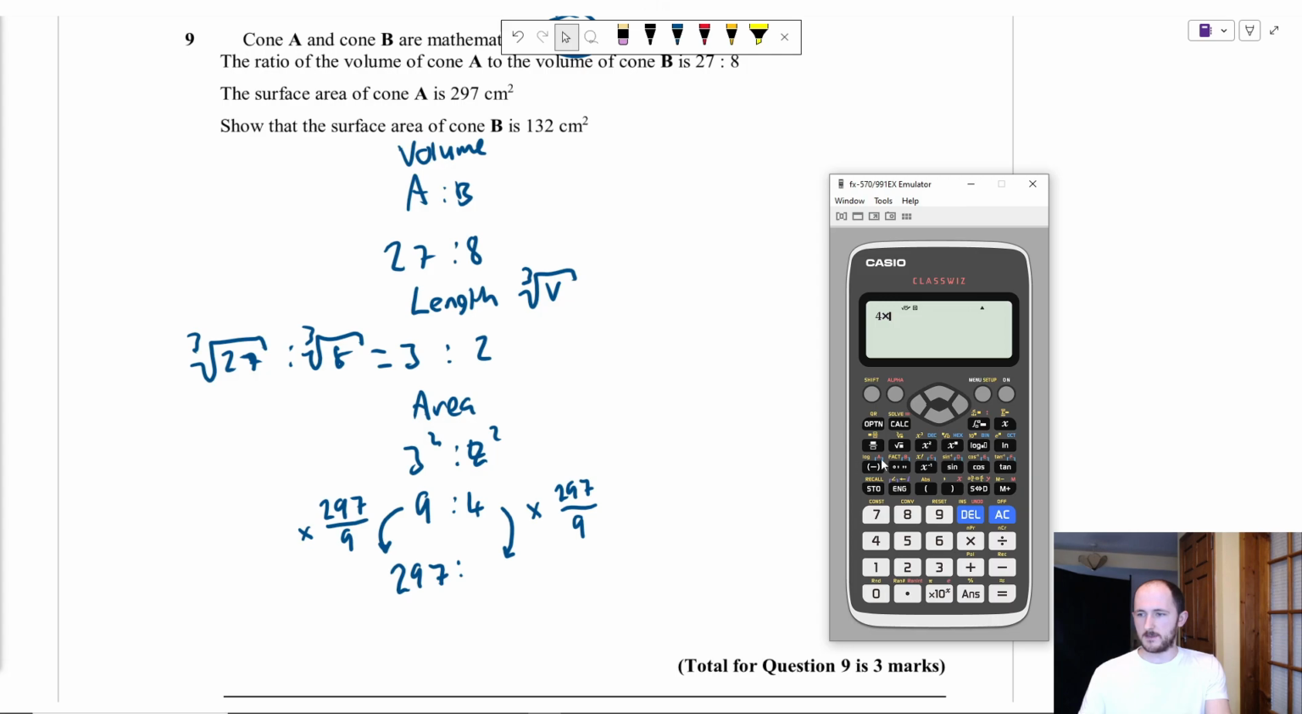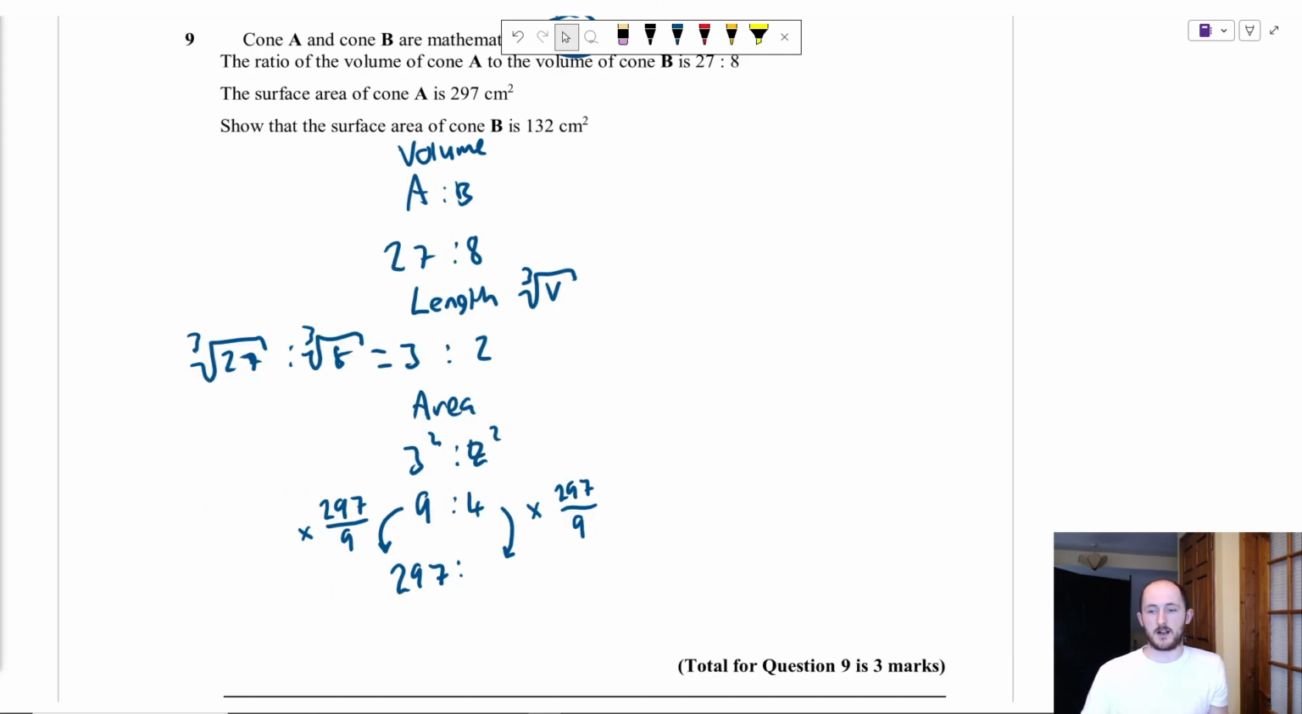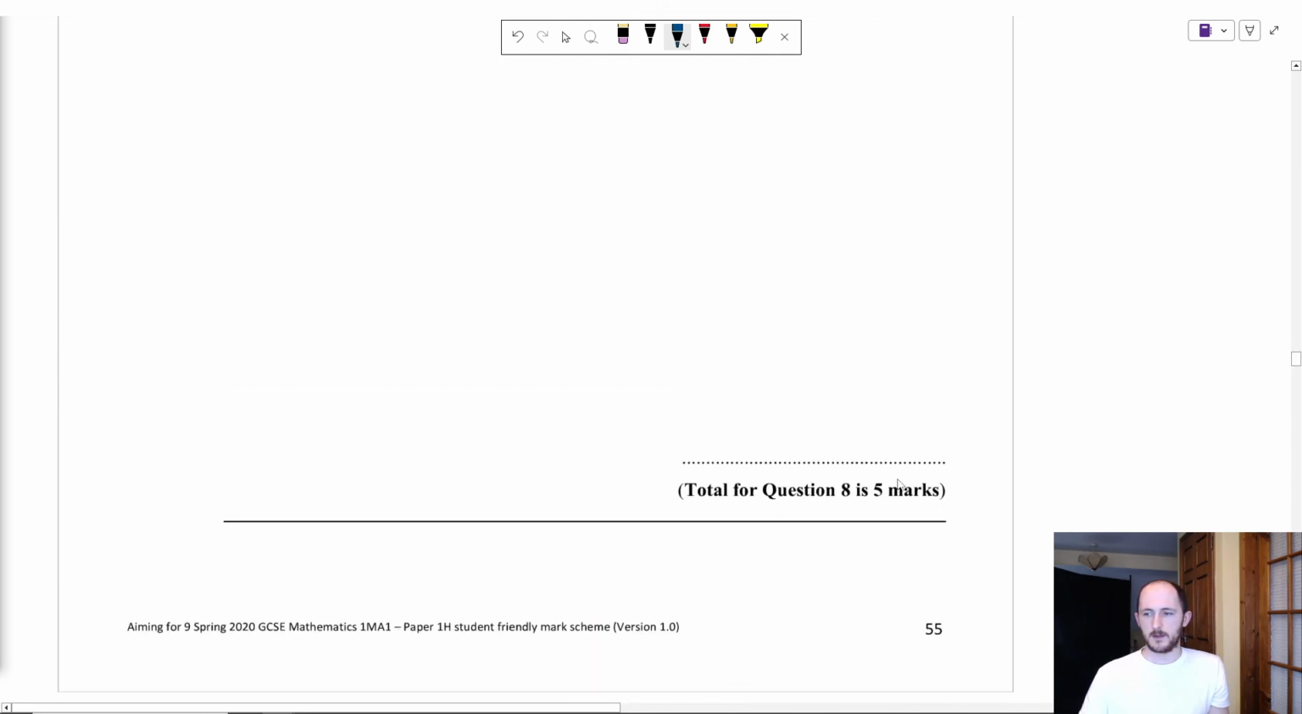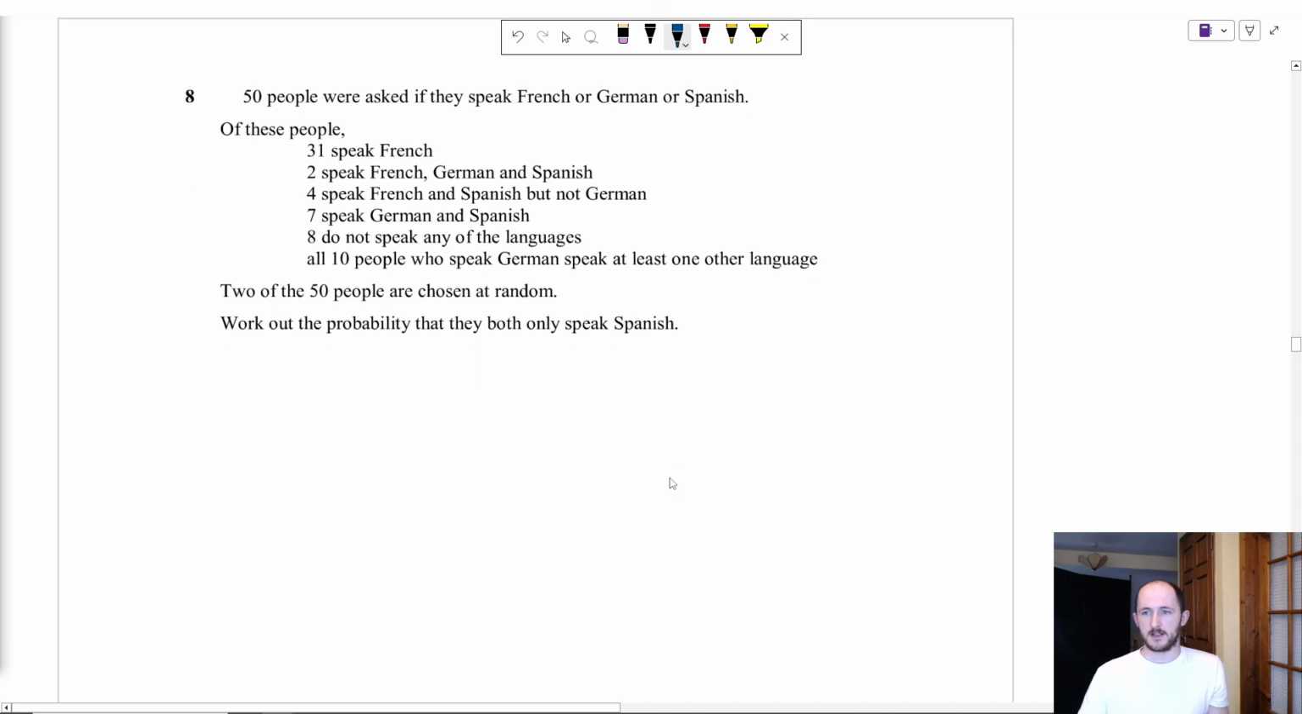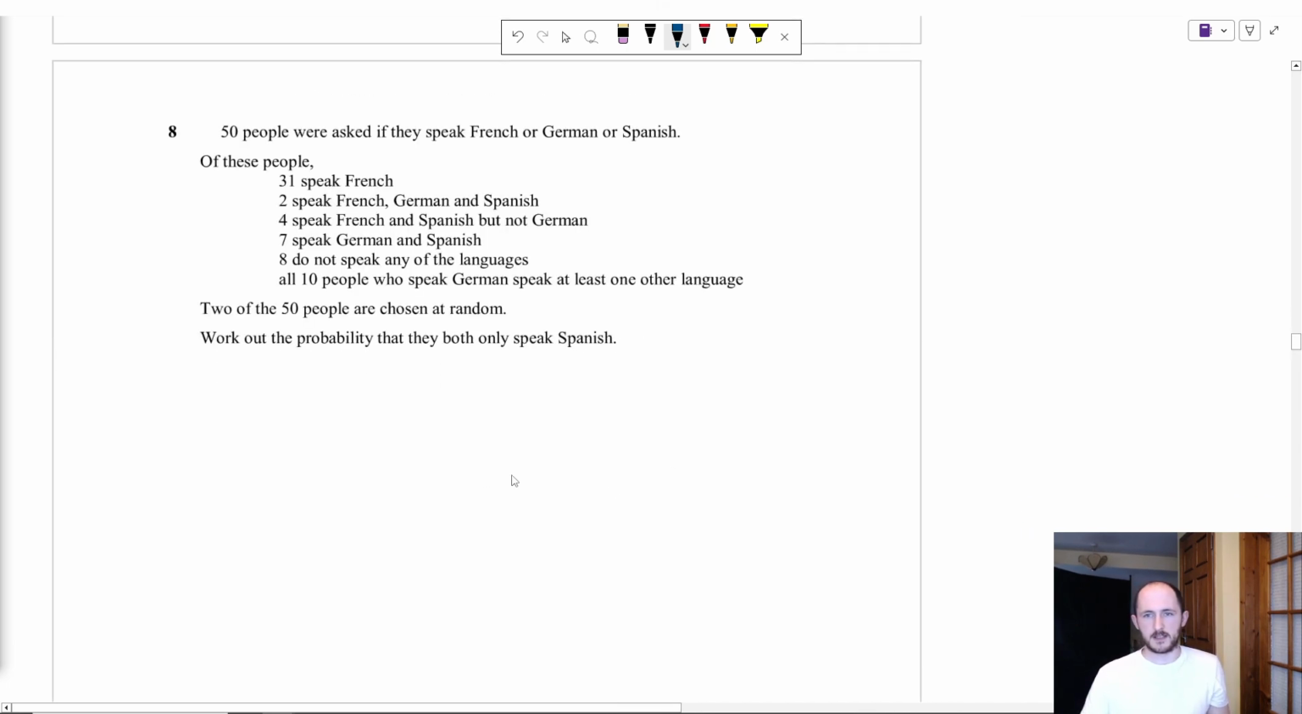So I'm going to do 4 times 297 over 9, which is 132 as it asks me to work out. Nice, 3 marks, hopefully. How long do we have left? We have half an hour, more than welcome. Okay. Well, I see it's 5 marks. Okay, I'm going to zoom out slightly just to give us more space.